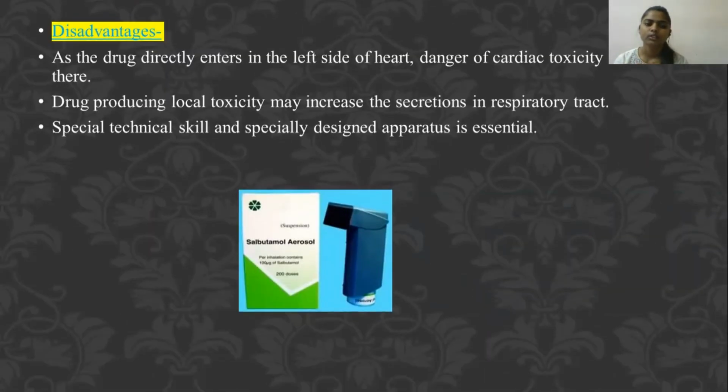So the disadvantages of that route: as the drug directly enters the left side of the heart, the danger of cardiac toxicity is there. The drug producing local toxicity may increase the secretion in the respiratory tract. And special technical skills and specially designed apparatus are essential.